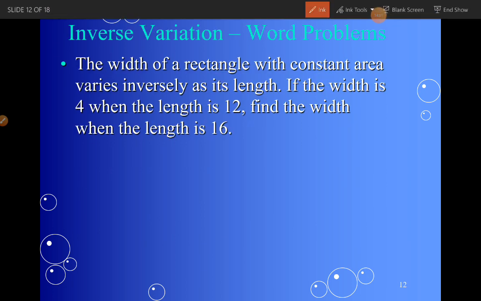Let's again talk about some word problems because the word problems are the ones that throw everybody off. Okay, so the width of the rectangle with a constant area varies inversely as its length. Notice they didn't say y varies inversely with x, but we need to know. When you have varies inversely right here, circle it. Whatever comes first, which is the width, that's going to be your y value. So y is going to be the width. And then whatever comes after is the length. So if it's second, it's the x value.